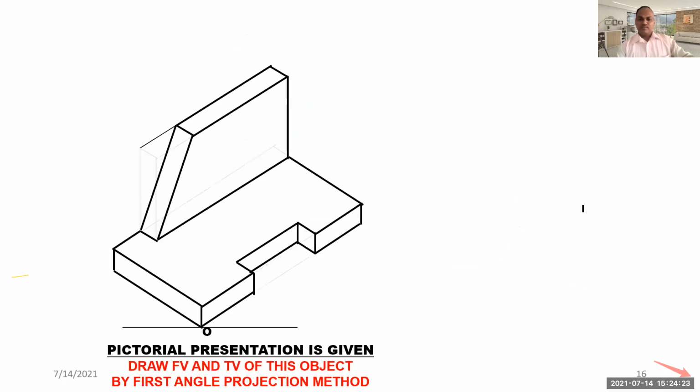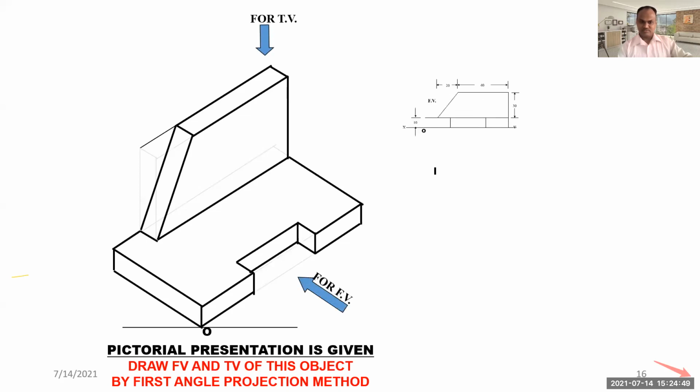Now this one is also an easy kind of thing. This rectangular portion and this trapezium portion will be seen in front view. In case of top view, again this small rectangular portion, this small rectangular portion, and this large rectangle with a small C cut will be seen here. So this will be your front view and top view.